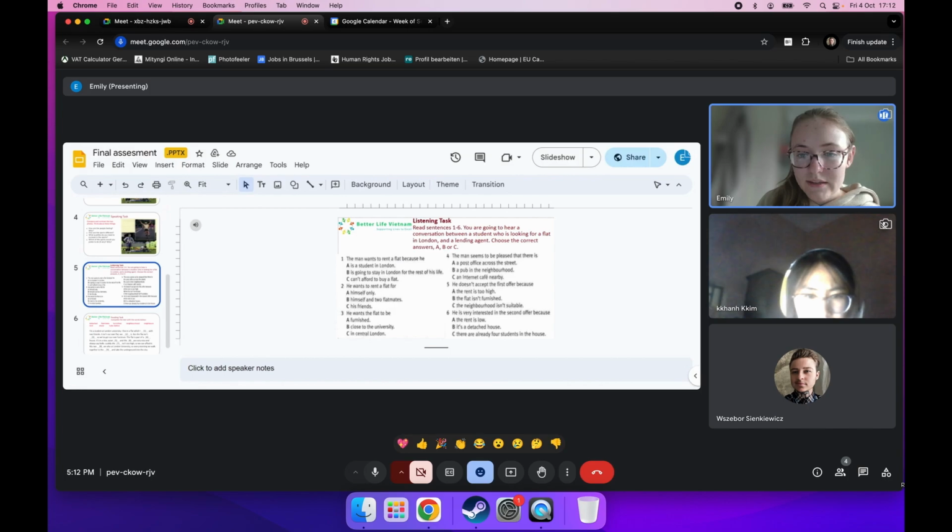Okay, listening task. Read sentences 1 to 6. You're going to hear a conversation between a student who is looking for a flat in London and a lending agent. Choose the correct answers A, B, or C.